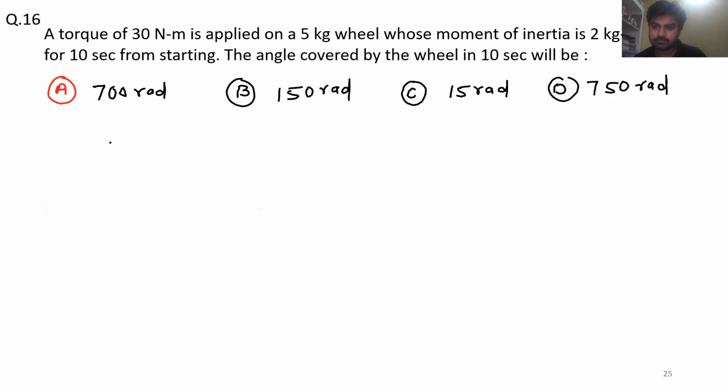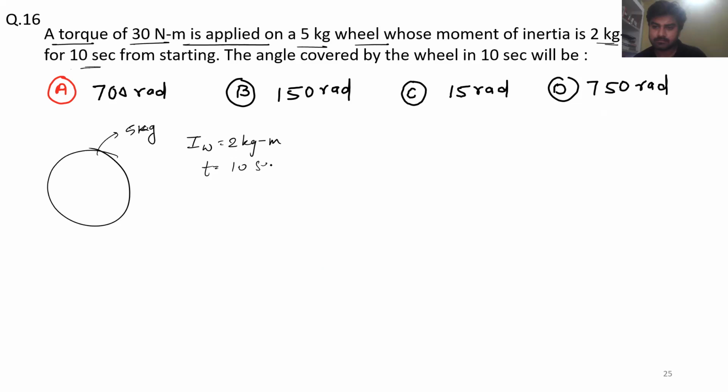In question 16, it is telling a torque of 30 Newton meter is applied on a 5 kilogram wheel. So there is a wheel, it is 5 kg, whose moment of inertia is 2 kg meter square, for 10 seconds. So time is also given, 10 seconds. Moment of inertia is I. The angle covered by the wheel in 10 seconds. Very simple question. You have to find first of all theta. You will get the answer.